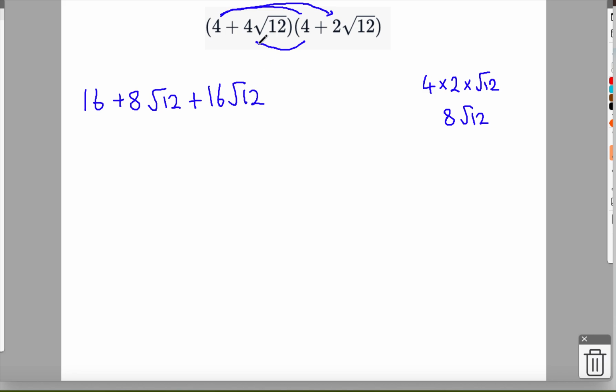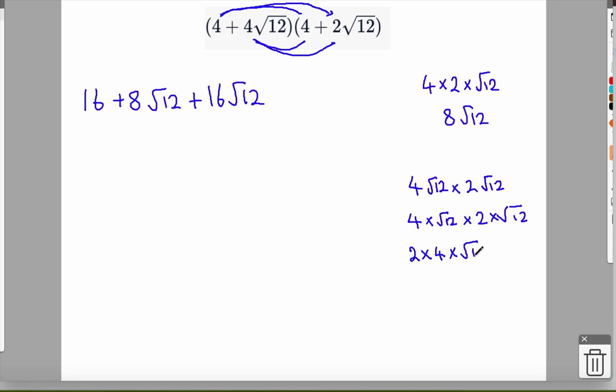And then in my opinion, the hardest bit is this bit here, where you've got to do 4 root 12 multiplied by 2 root 12. Now remember that these mean 4 times by root 12 times by 2 times by root 12. Multiplication is commutative, so we can write it any way that we want to. So we could rewrite this as 2 multiplied by 4 multiplied by root 12 multiplied by root 12. And hopefully that's much nicer for you to look at. 2 times 4 is 8. Root 12 times root 12 is 12. And 8 times 12 is 96. So then I'm adding 96 on the end.